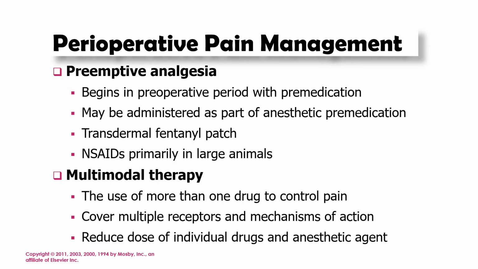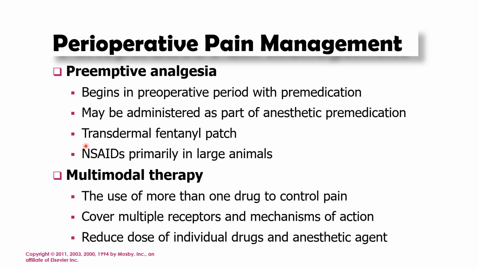The perioperative pain management, of course, we have the preemptive analgesia. So we already have defined this. The preemptive analgesia begins in the preoperative period with premedication. It may be administered as part of the anesthetic premedication. One of the examples here is the application of the transdermal fentanyl patch. Of course, that is in dogs. And we also have the non-steroidal anti-inflammatory drugs, primarily in large animals.